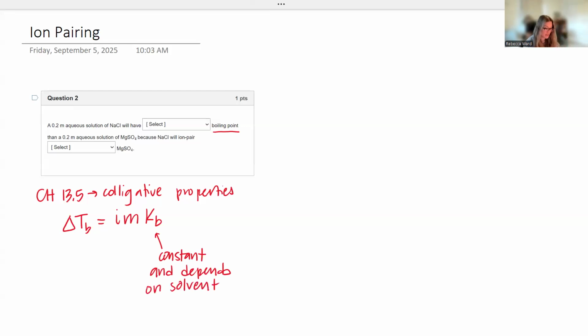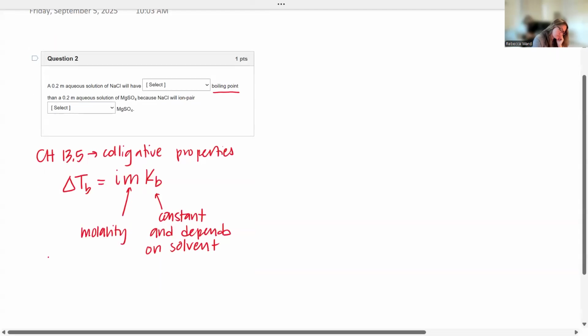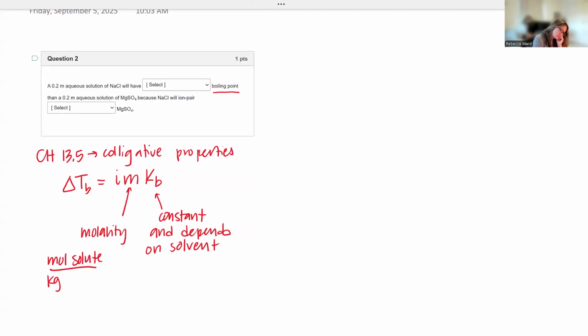Okay, so in this case, since it's an aqueous solution, Kb is just whatever it is for water. If it's an aqueous solution, we will always use the Kb for water. m is the molality. And remember, molality is moles solute per kilogram solvent. All right, so there's our connection between the boiling point change and the number of particles, right? If you have a really high molality, you're adding a lot more solute, so you should have a larger change in boiling point.